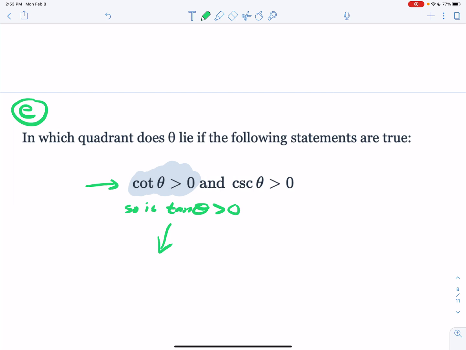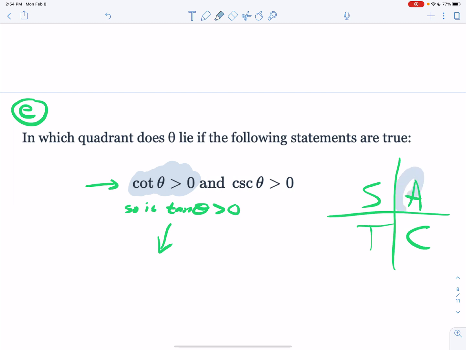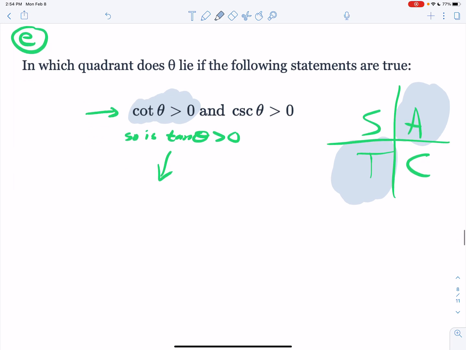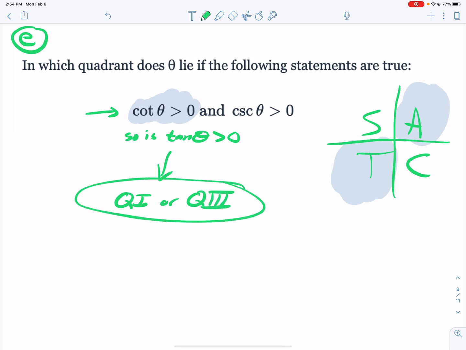And I know that tangent is positive in what 2 quadrants? Quadrants 1 and 2. Sorry, 1, I can't count, 1 and 3. So I'm either in quadrants 1 or 3 right now, okay?